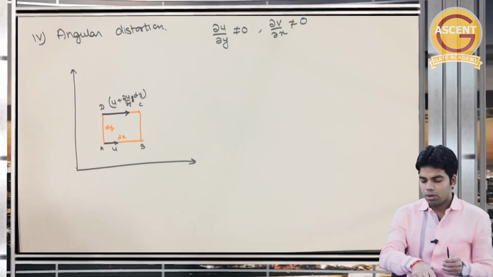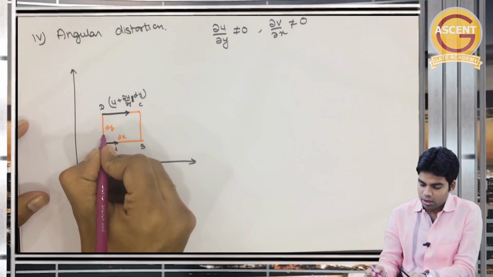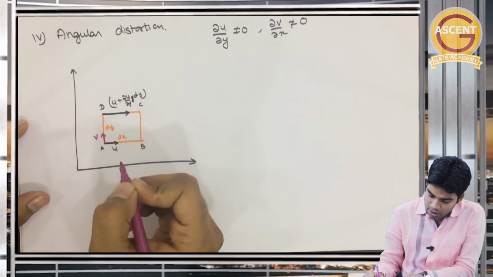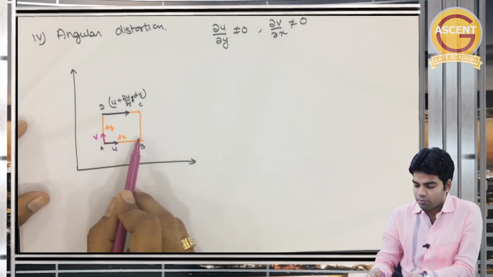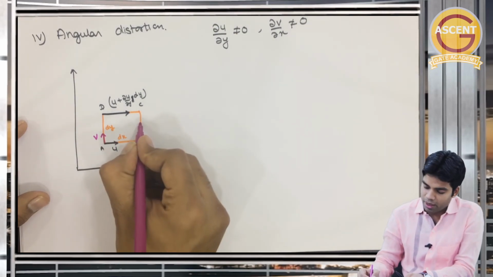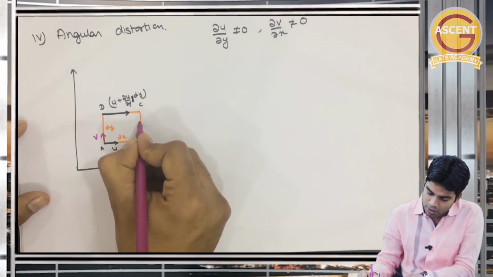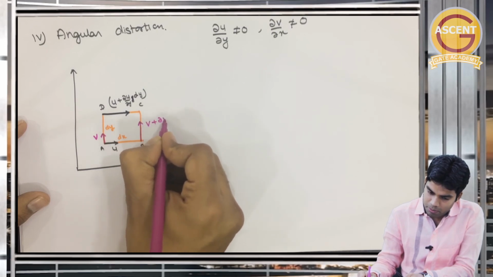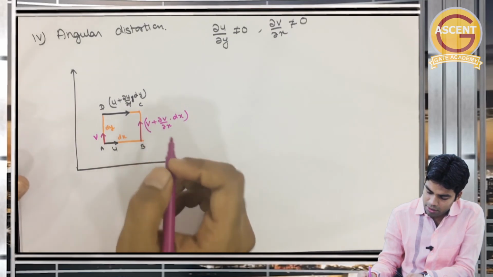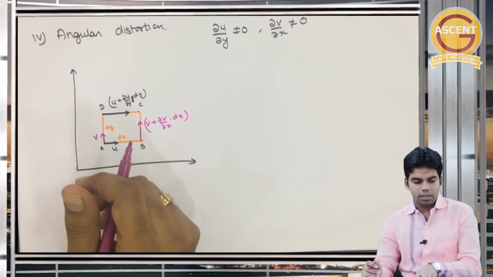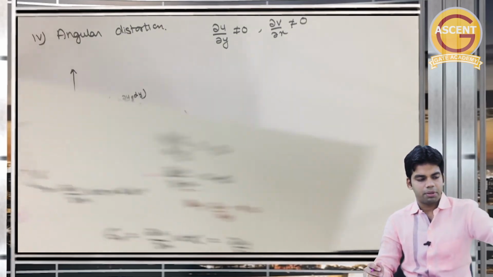Getting this now? Similarly, the velocity in the y direction at this point is suppose v, and del v by del x is not equal to 0. That means v is changing in this direction, and finally at point B the velocity will be v plus del v by del x into dx. Okay, I think this is clear, and I think the difference is clear from the previous case.